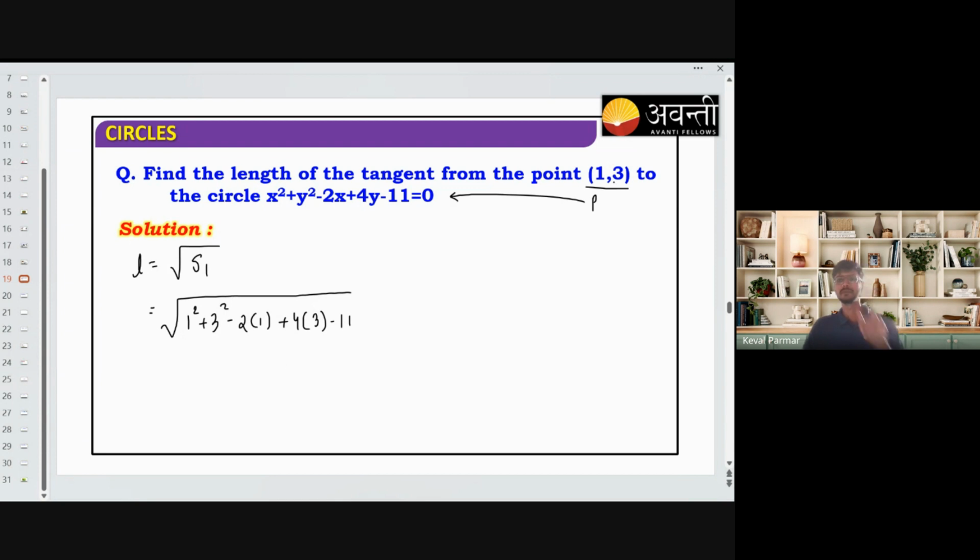I hope you are getting it. Just substitute the point in the equation, that is S1. So we get under root of 1 plus 9 minus 2 plus 12 minus 11. So 12 minus 11 is 1, minus 1. I think we got 3, right? So the length of the tangent is 3 units. Very simple calculation here. Okay, I hope you understood it, right? Length of tangent is a very simple concept, guys. Give me a thumbs up if it's all clear.